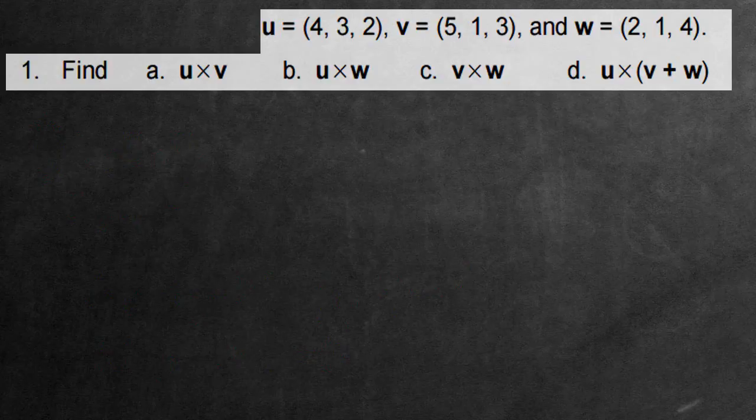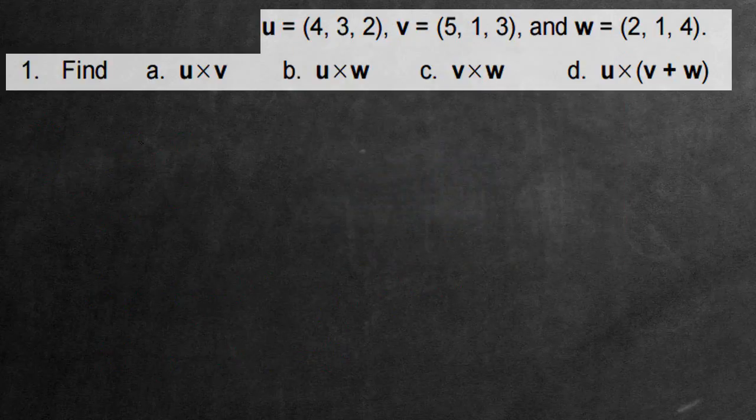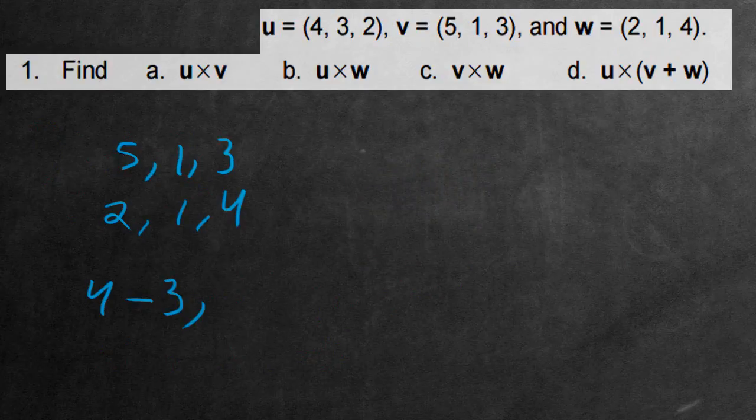Question C is going to be solved very similarly to the one we already solved. For this one, we have v. Let's write that down: 5, 1, and 3. Crossed with w, which is over here: 2, 1, and 4. Now let's cross them the same way again. So 1 times 4 is 4, subtract 3 times 1 is 3, comma. Then remember this one over here: 5 times 4 is 20, subtract 3 times 2 is 6, comma. Then we have 5 times 1 is 5, subtract 1 times 2 is 2.